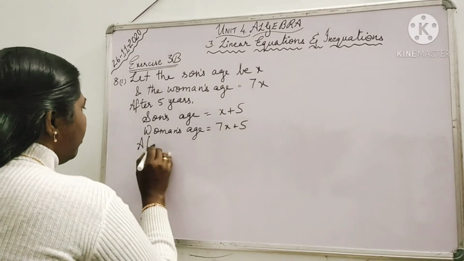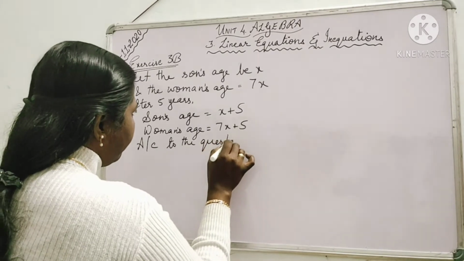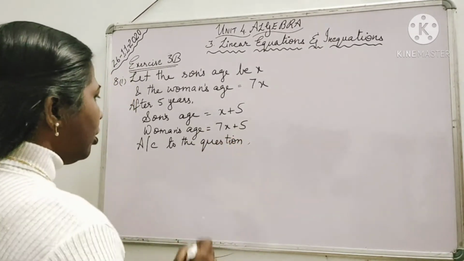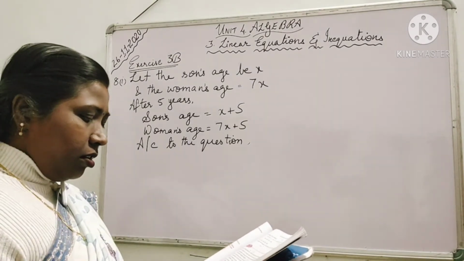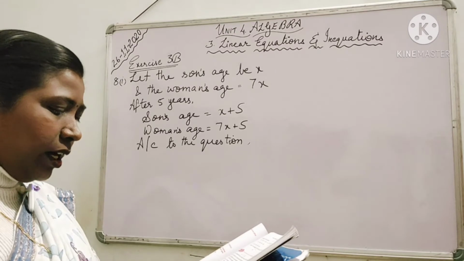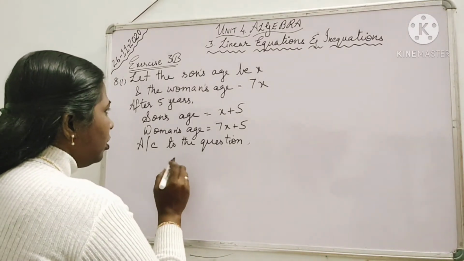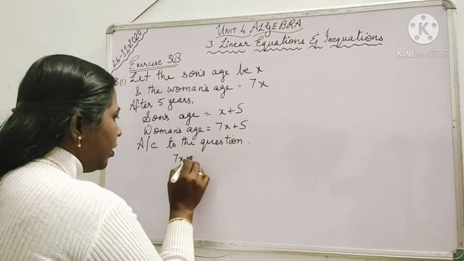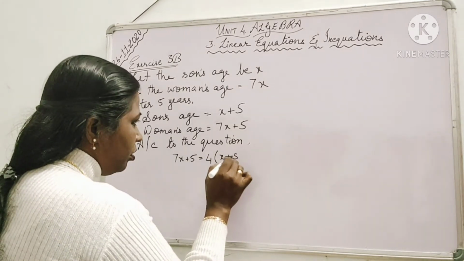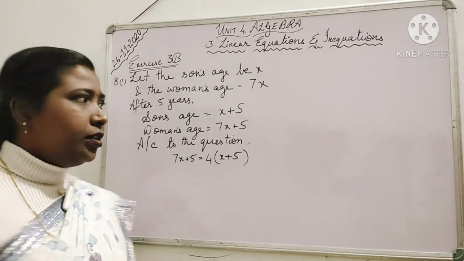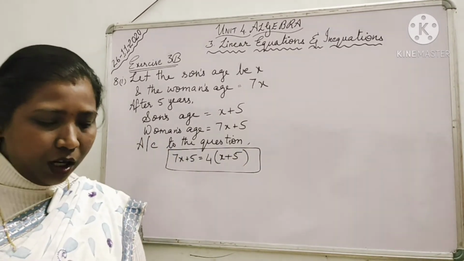Now according to the question, we have that she will be 4 times as old as her son. So now I will write woman's age first. Woman's age 7x plus 5 is equal to 4 times son's age. Okay students, got it? This is an equation. Clear? I hope you understood.